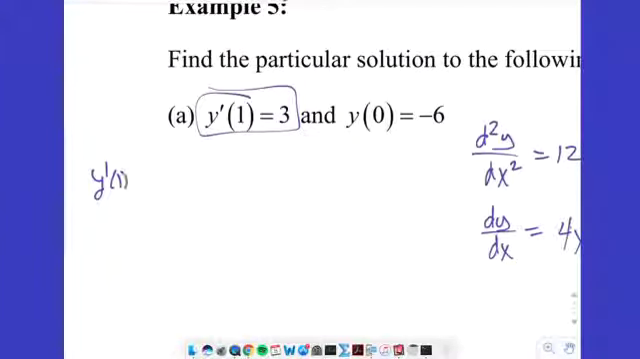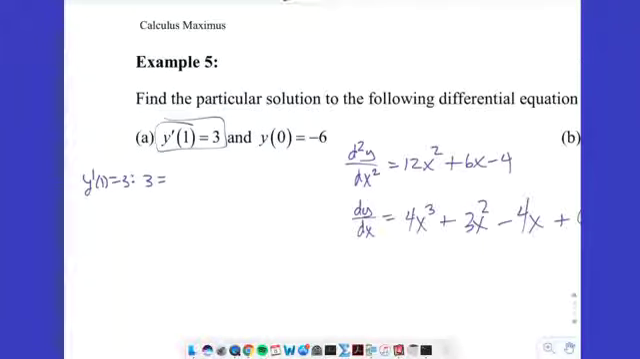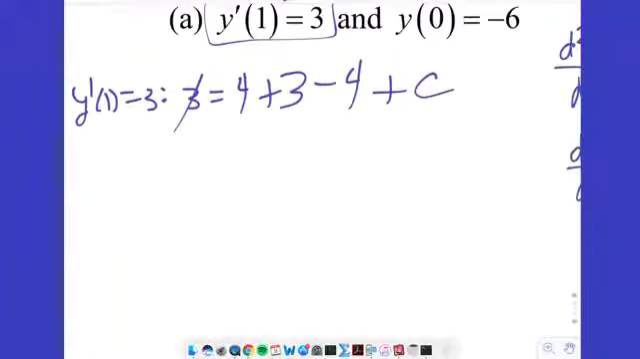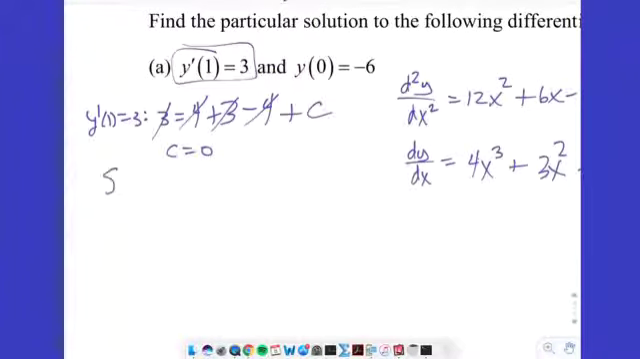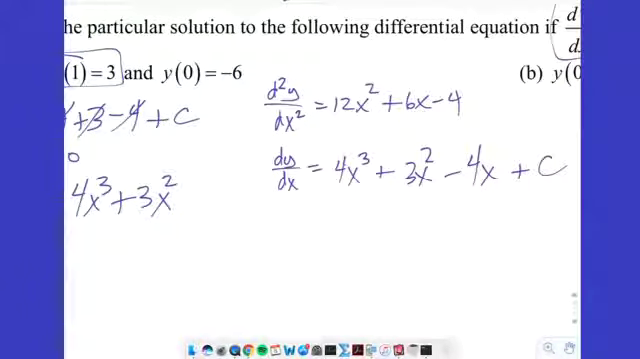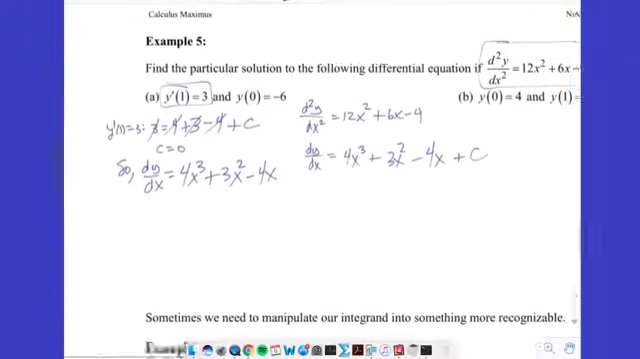When y prime of 1 equals 3, you get 3 equals, and then we'll plug a 1 into the derivative we just found. We get 4 plus 3 minus 4 plus c. And now you can simplify. Your 3's cancel out on both sides, your 4's cancel out on both sides, and you get c equals 0. So now, particular to this side, we have the first derivative, dy dx, equaling 4x cubed plus 3x squared minus 4x plus 0, so just minus 4x.